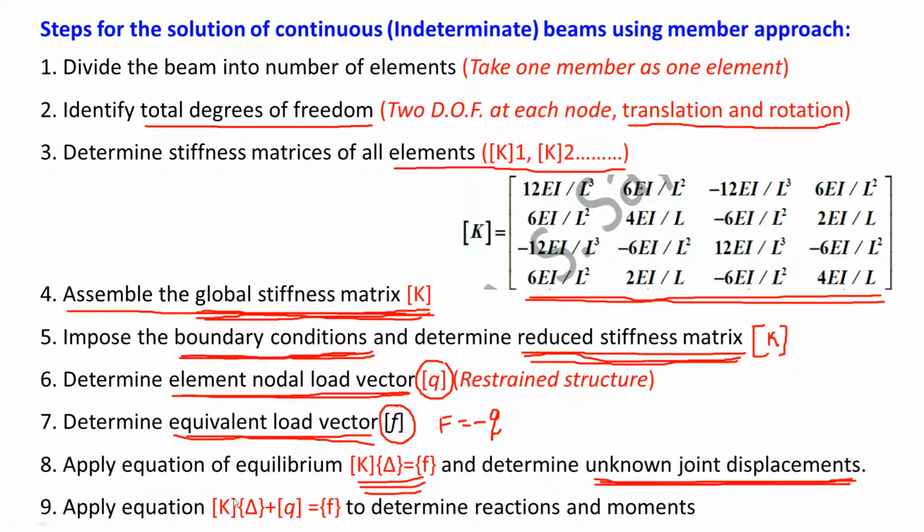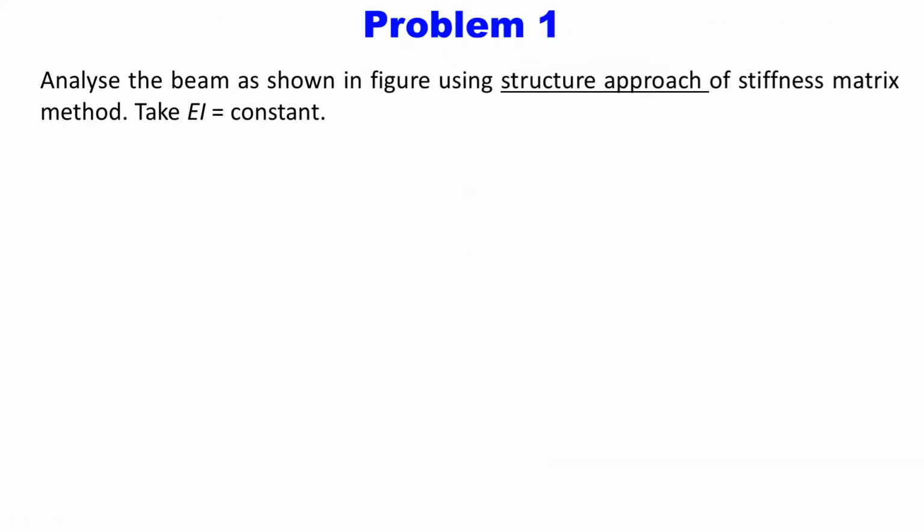One more thing: finally, if you want to find the moments and reactions in the given beam, this is the equation which you have to use, k into delta plus small q is equal to f. We'll see how to apply this equation in the numerical example. Please correct this statement, this is not structure approach, this is member approach.